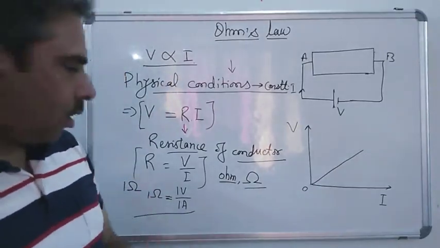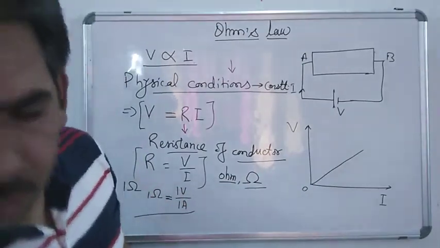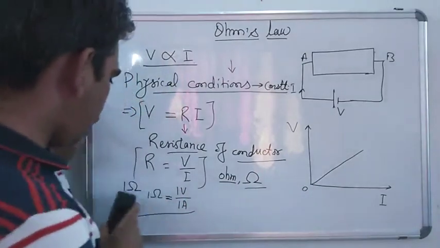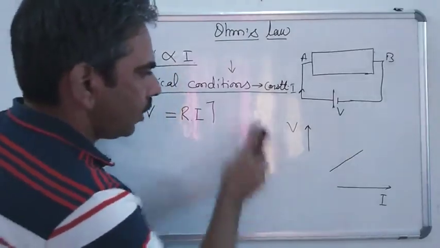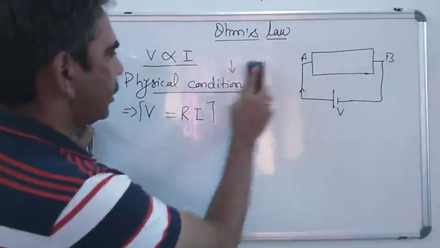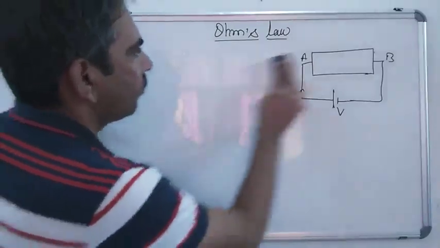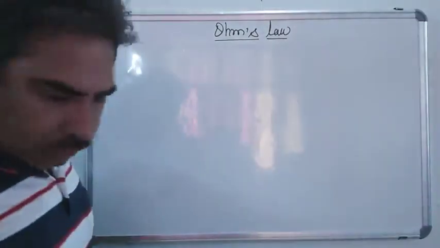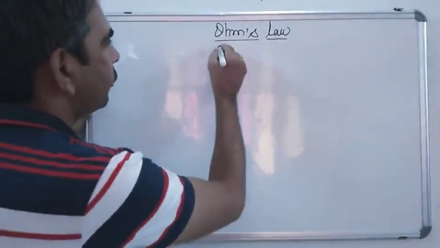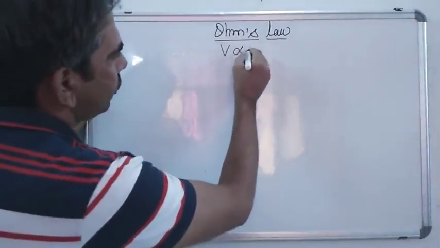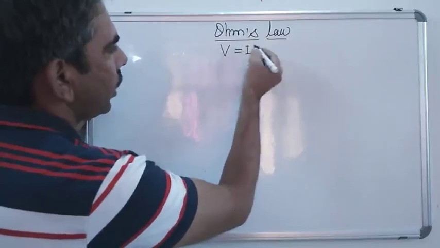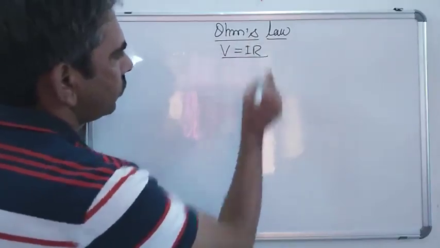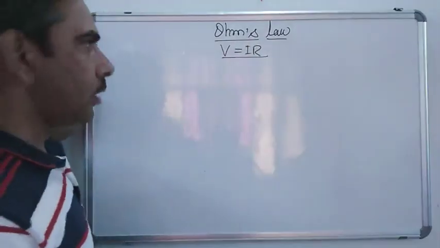Now we can talk about this resistance a little more. We can talk about the cause of this resistance and the various factors which are affecting the resistance of any conductor. So from here we see that V is proportional to I, or we can say V is equal to R into I. So this is Ohm's law.